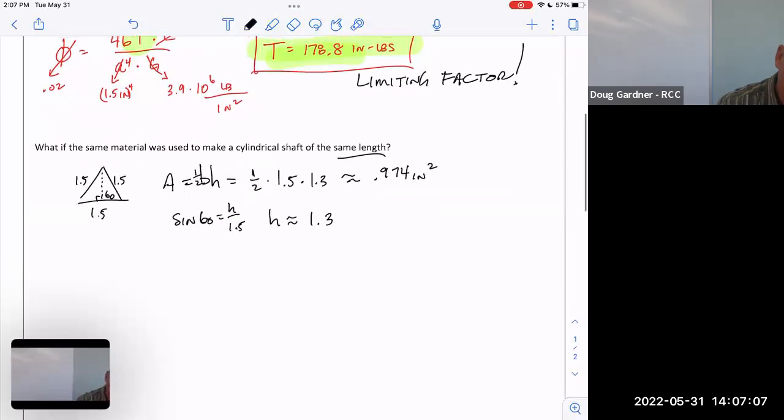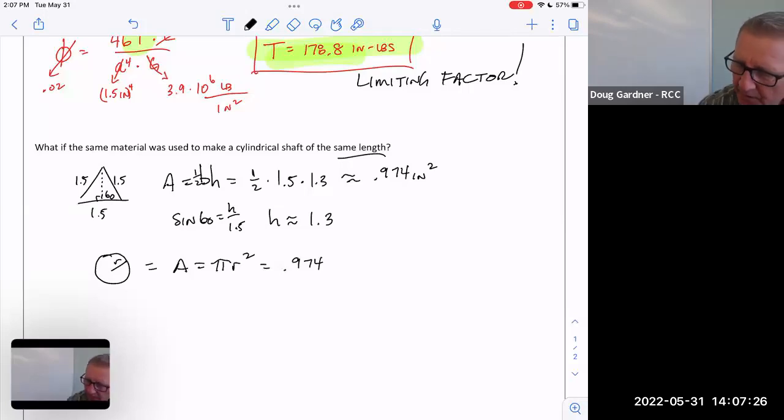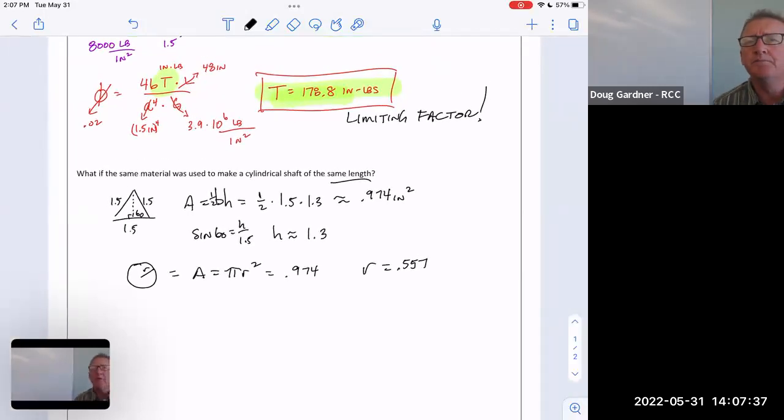So see, now what do I want to do? I want to design a circle with the same exact area. That's exactly right. Pi radius squared, and I know I want that still to be 0.974. And so what radius would that be? So notice if I divide by pi and take the square root, algebraically, I get 0.557. That's also your C. That's right. So now I know what size circle this would make if I poured it into that kind of a mold. And so, okay, great.